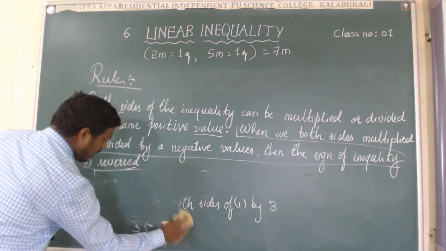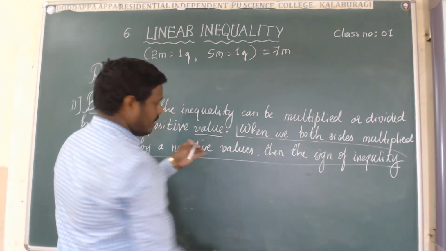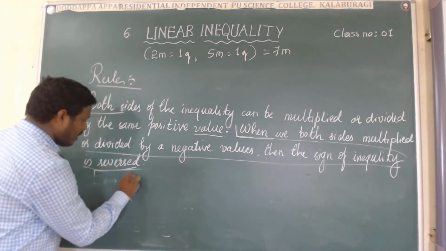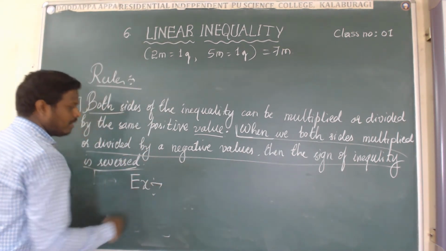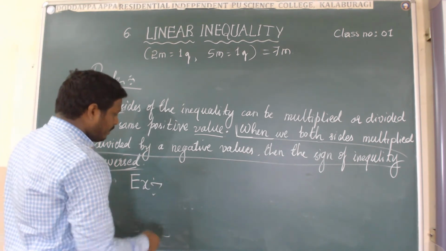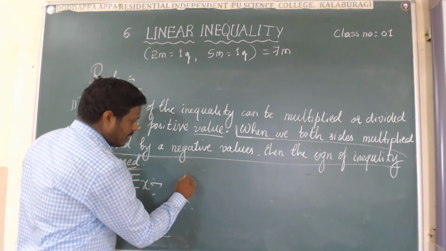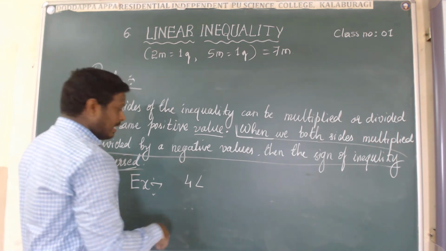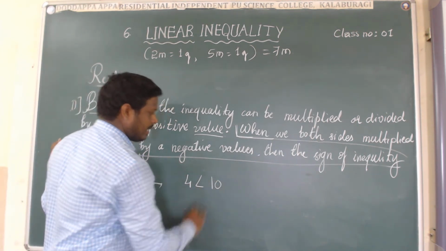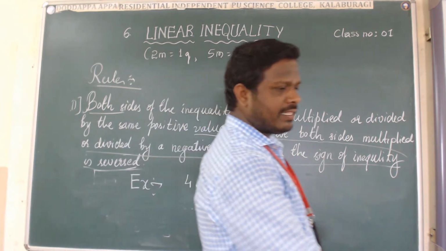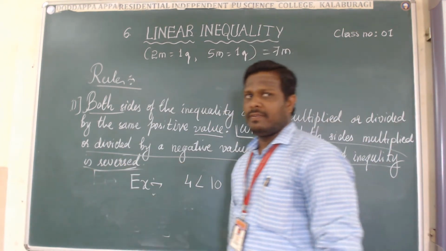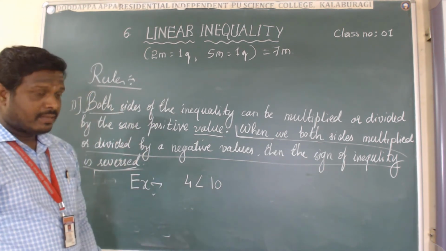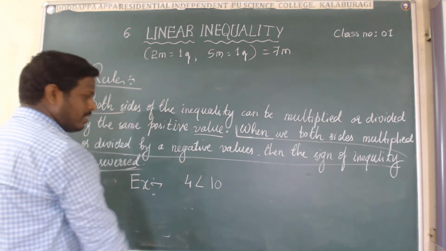Now I am going to take an example on the second point, from here to here. I am writing one linear inequality example here: 4 is less than 10. Otherwise 2 is less than 5 also, it will come the same when you simplify. But I am going with 4 is less than 10. Come to the next; on this point I am explaining this one.